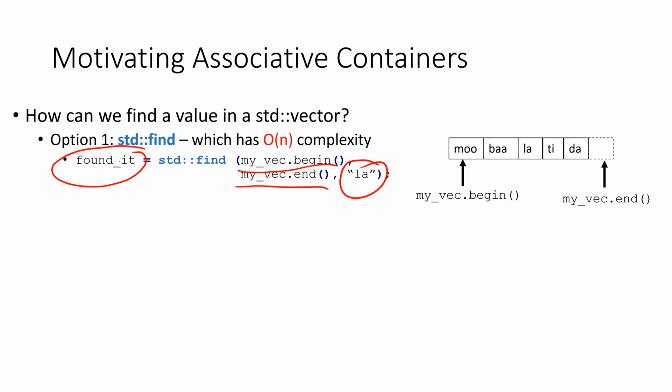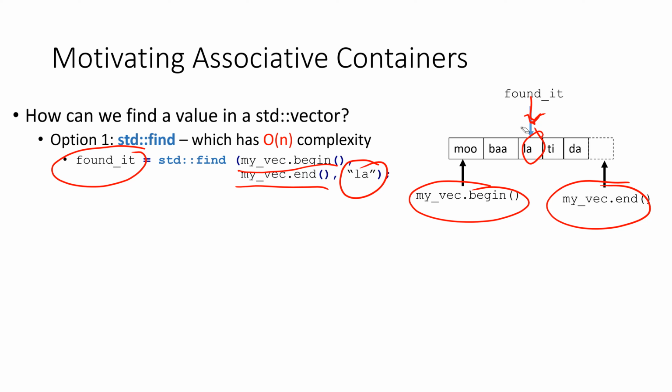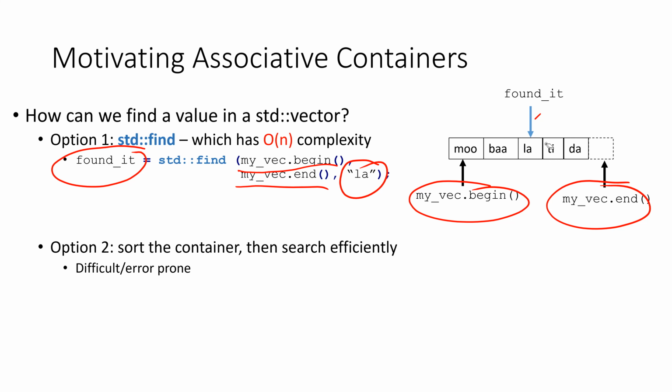What am I doing? Well, I've got some vector of strings, and I'm passing in the beginning, I'm passing in the end, and find will search through that with a for loop. And if it finds it, and it did, it will return an iterator pointing at it. So it works fine. But it's slow. It's order n.